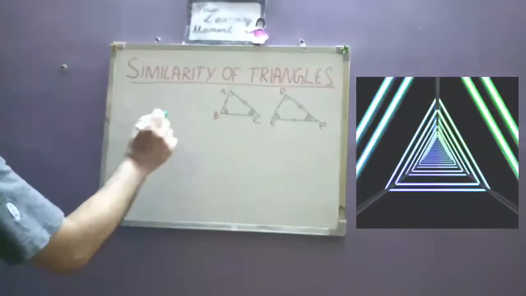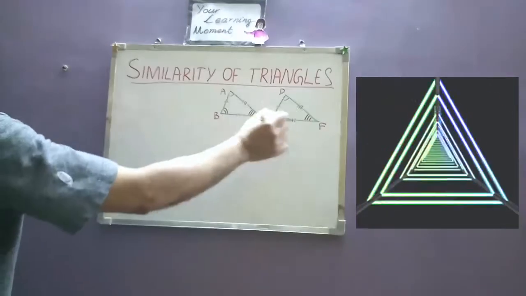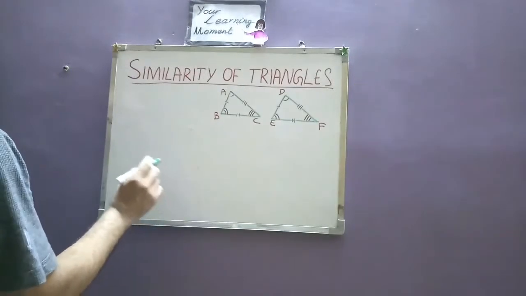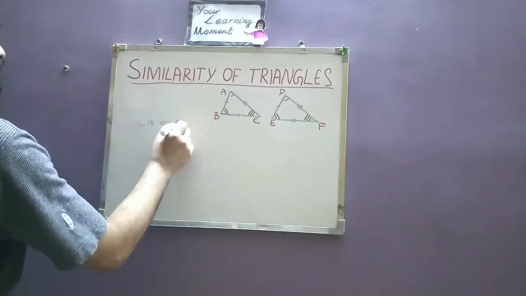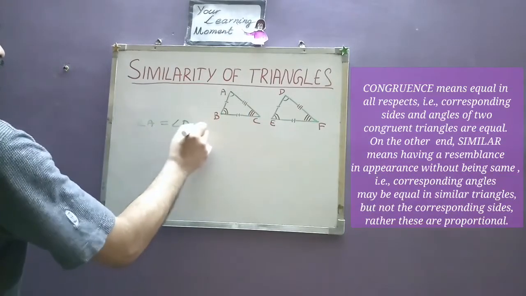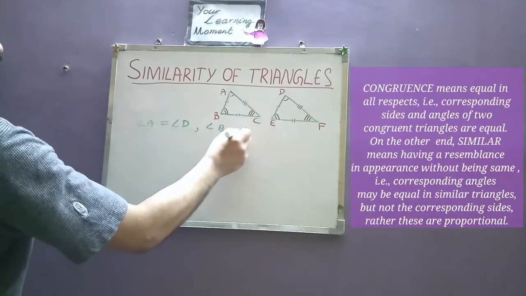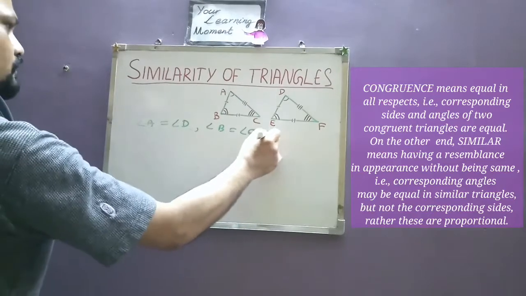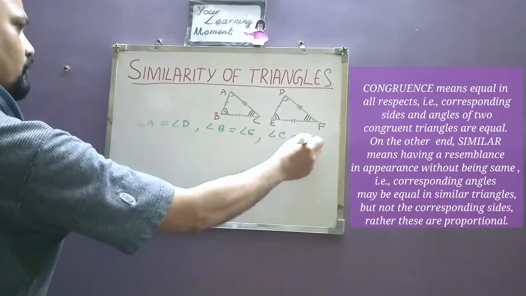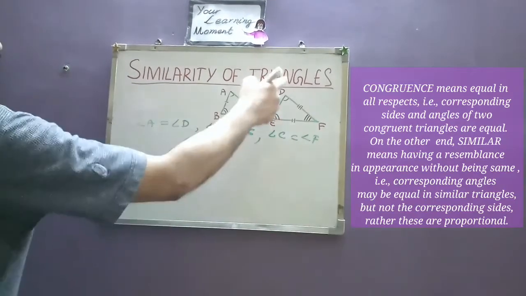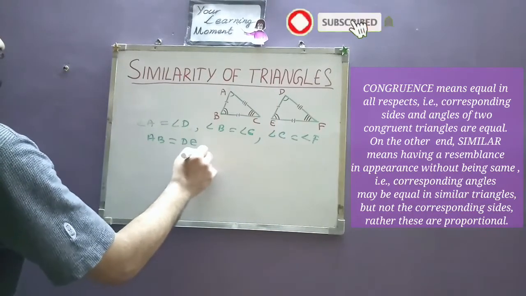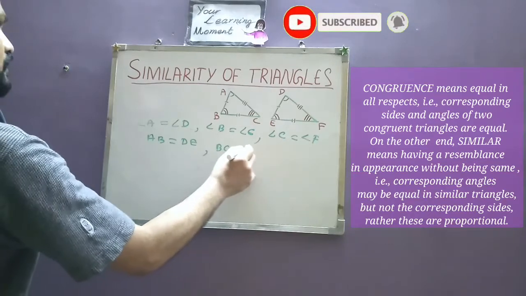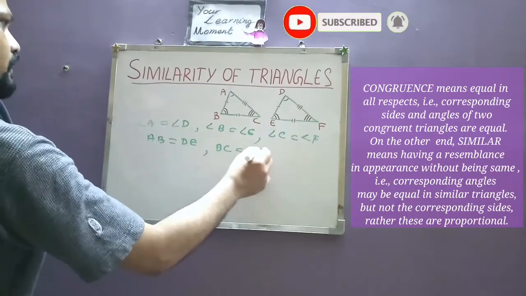These two triangles ABC and DEF are congruent. We can write it as triangle ABC is congruent to triangle DEF. That is, their corresponding parts are equal. It means angle A equal to angle D, angle B equal to angle E, angle C equal to angle F, AB equal to DE, AC equal to DF, and BC equal to EF.